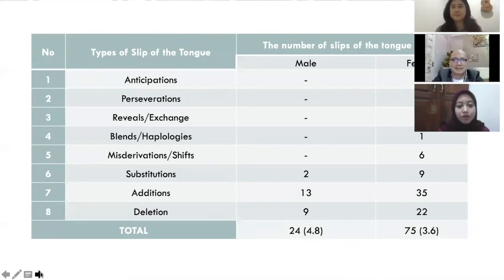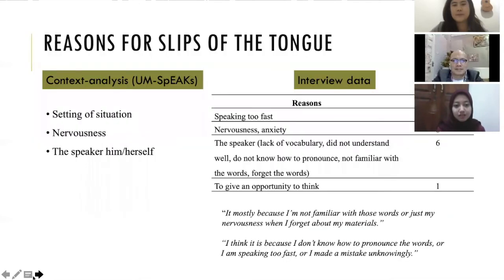All right, so here is the table. So as you can see here, there are 8 types of slips of the tongue, and for the anticipations, as you can see that there are 75 in total slips of the tongue made by female, and then there are 24 slips of the tongue that are made by male students, and the most types of slips of the tongue that are made by male students is additions, and also female students, the most types of slips of the tongue that are made by female students is additions. And the next is here.